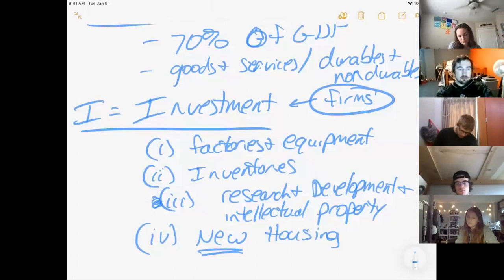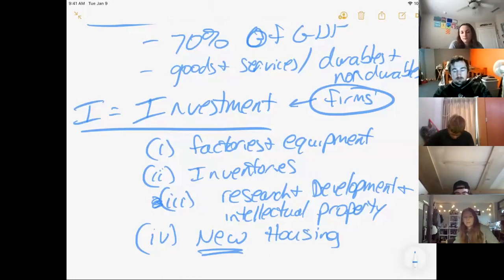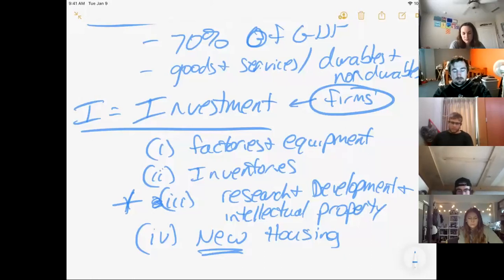So when you think about investment, you have to think about spending by firms, right? It's basically spending by firms and new housing. Of these, you might be surprised to find out that the biggest category in investment is, in fact, research and development and intellectual property, right? And that tells you a lot about the nature of the US economy, that we are increasingly an economy of ideas. That in many ways, what firms make nowadays is ideas, right?